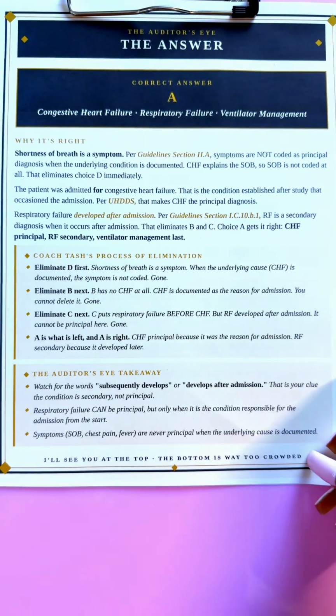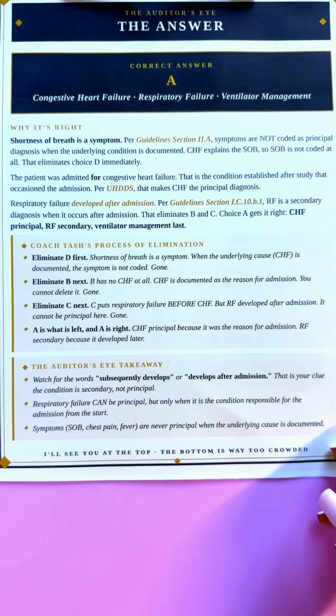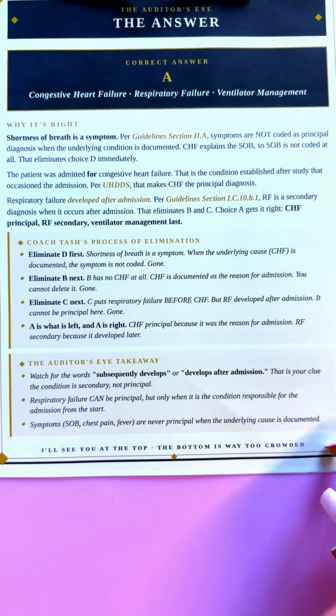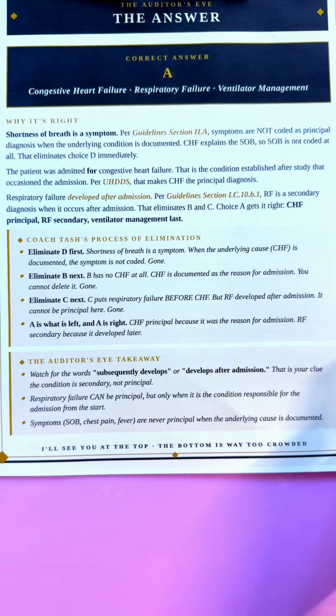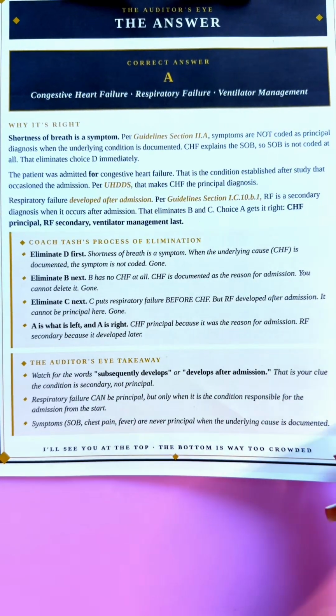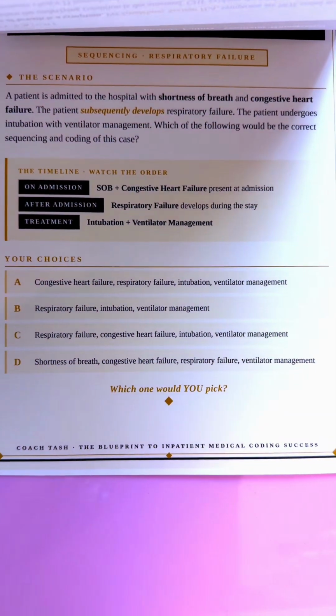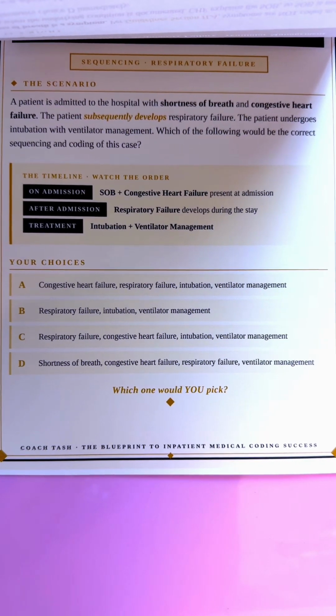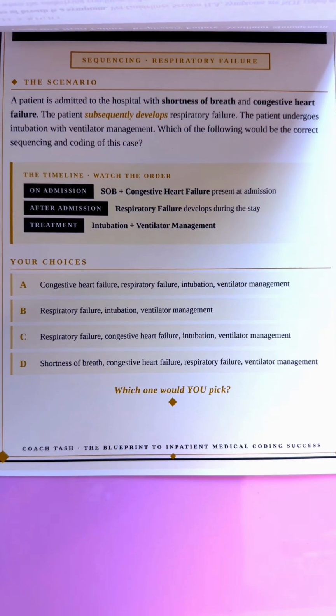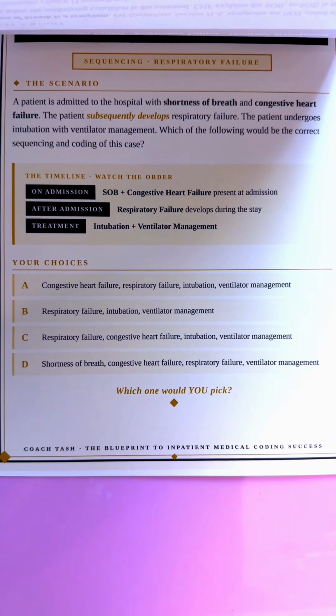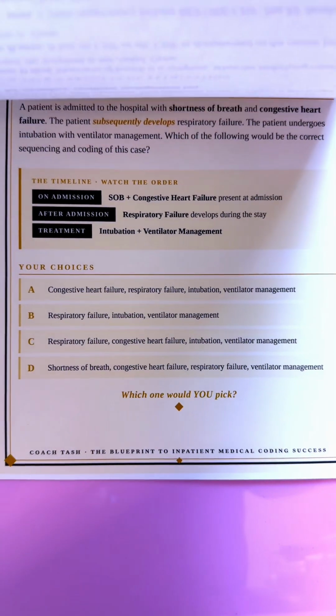Okay, so eliminate D first. Shortness of breath is a symptom. Now eliminate B. B has no CHF at all. You see? So now we got B and D gone. So now real quick, our only answer can be A or C.